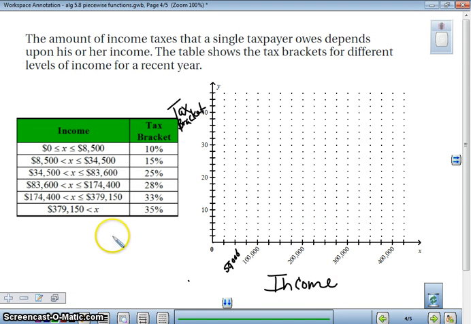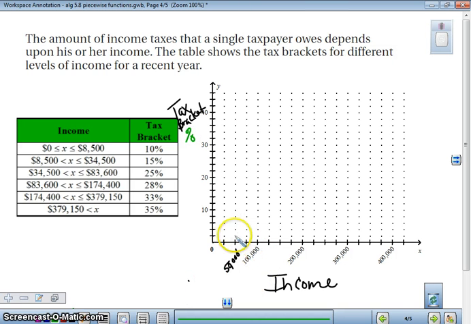As you look at this table, this is a nice way that you might see a piecewise function being graphed. It says the amount of income tax a single taxpayer owes depends upon his or her income. This table shows the brackets for different levels of income for every year. Now, if you just started working, down here, make sure you label your income tax bracket. And remember, tax bracket, what we're talking about, is a percent. So we're talking about percents.